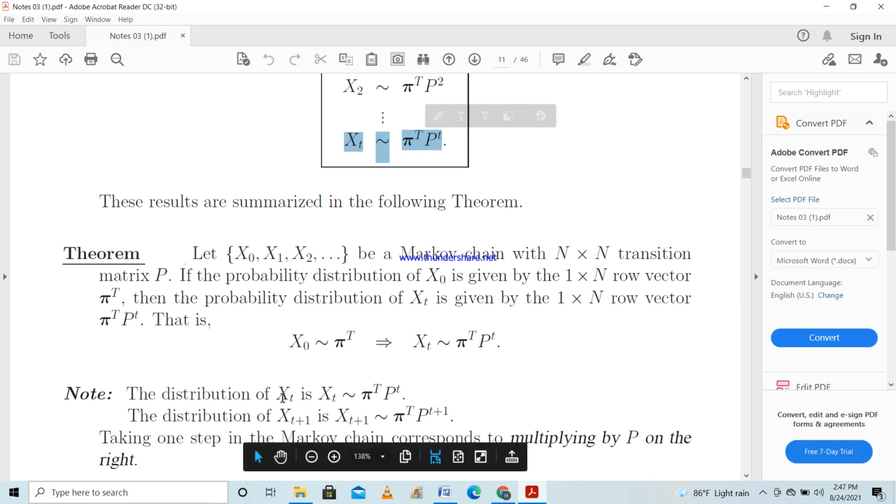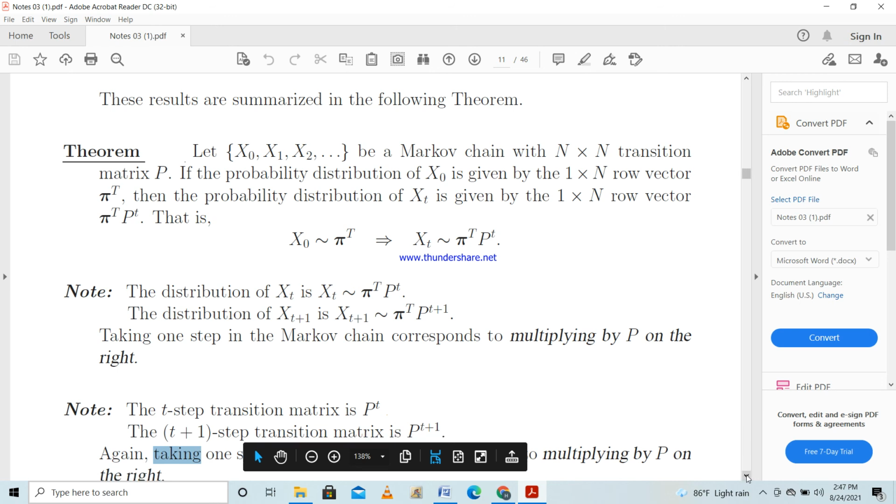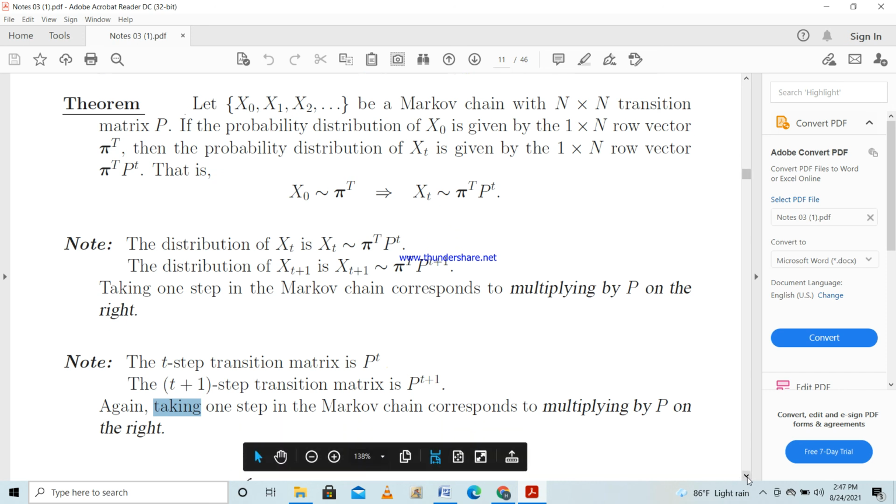Right, so when you take the distribution of xt, that is phi transpose into P to the power t. If you take the distribution of x(t+1), that is phi transpose into P to the power t+1. So if you are taking one step, you have to multiply on the right hand side by the transition matrix P. If you are taking t steps, you have to multiply by t number of transition matrices from the right hand side.